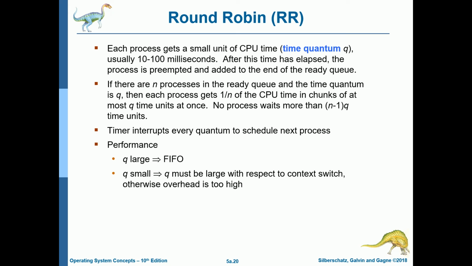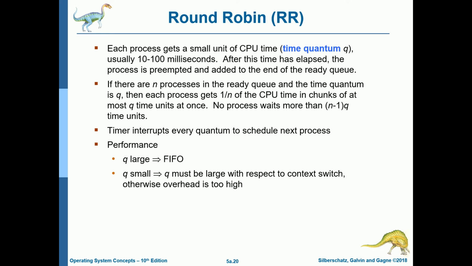Another approach that we can take is a preemptive algorithm called round robin. The way this works is it's a scheduling algorithm that is very similar to first come first serve, but preemption is added to enable the system to switch between the processes. How this works is a small time unit called a time quantum or time slice is defined. A time quantum is generally between 10 and 100 milliseconds in length.